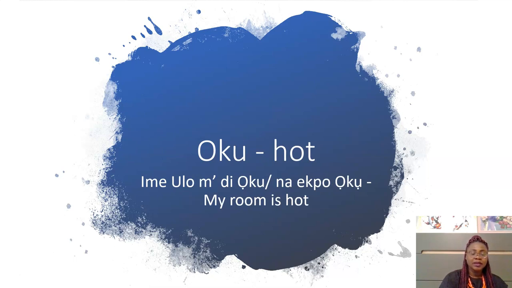So the first one we have here is what we call oku, which is hot. For example, you say imu ulom di oku, or imu ulom na ekpo oku, which means my room is hot. Okay, so you can either say imu ulom di oku or imu ulom na ekpo oku. Oku, hot.